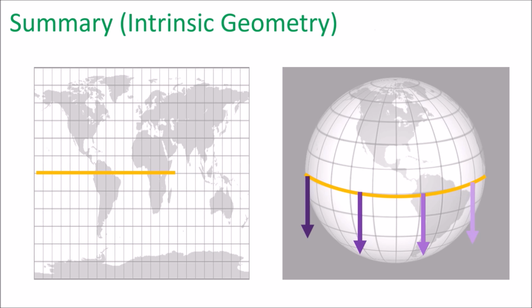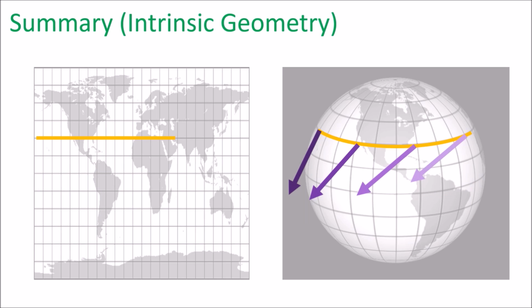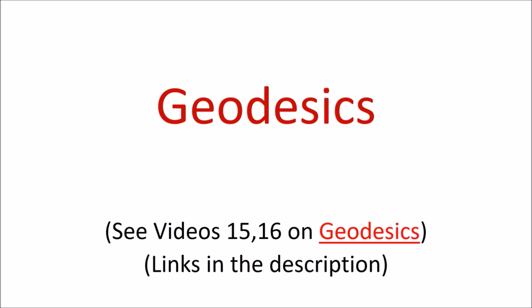So this would be a vector getting parallel transported along the equator of a sphere, and this would be the vector getting parallel transported along a circle of latitude at a higher latitude. Now, I'm also going to throw in one last fact about geodesics. Again, I talk about geodesics a lot in videos 15 and 16, but the covariant derivative gives us a new way to define geodesics that we haven't seen before.